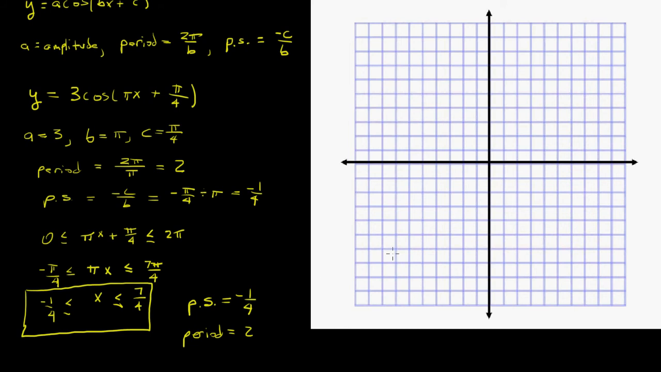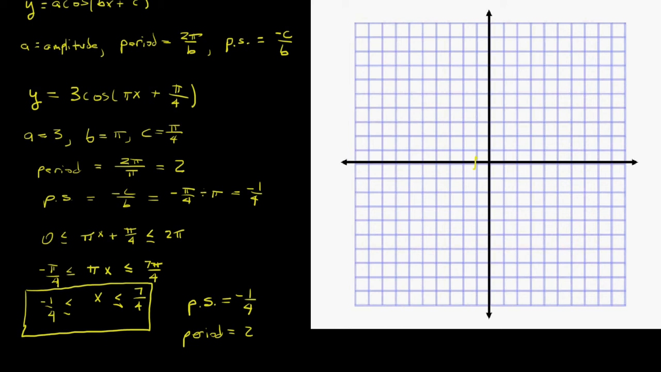Our phase shift is negative 1/4. I could use one square equal to 1/4, but I feel like that might make the graph a little tight. Let's see, we have 1, 2, 3, 4, 5, 6, 7 quarters to the right. Maybe that won't be too bad. If we tried to use 2 boxes, then I think we're going to be off the graph. So we will go ahead and let one box equal 1/4.